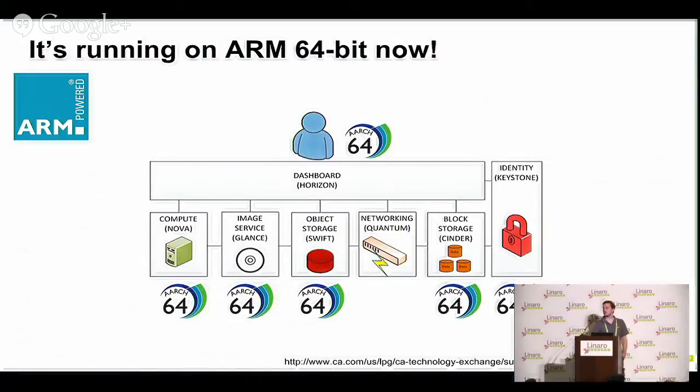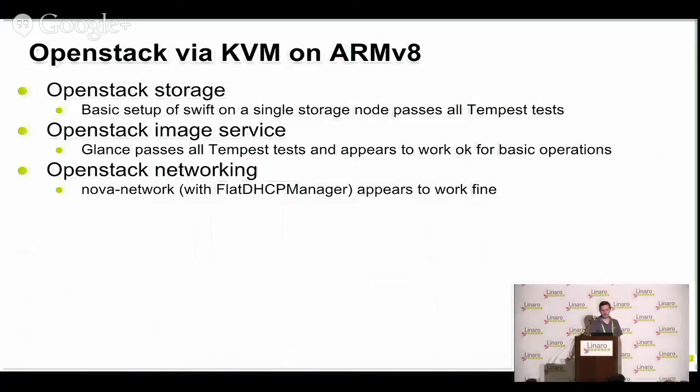And well, it's running. It's running in the room over there. And again, because of limited hardware and so on, we haven't done a realistic scale of deployment. So Swift, the object storage part, works with a single storage node, which usually has at least 3. Glance, the image service, works fine.